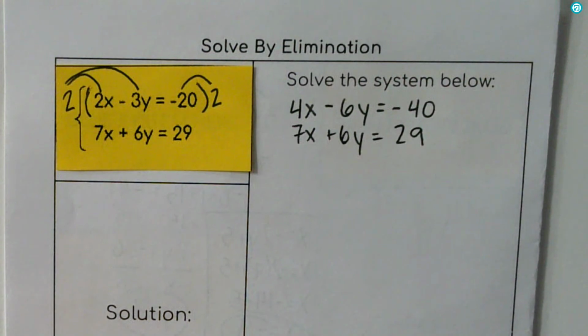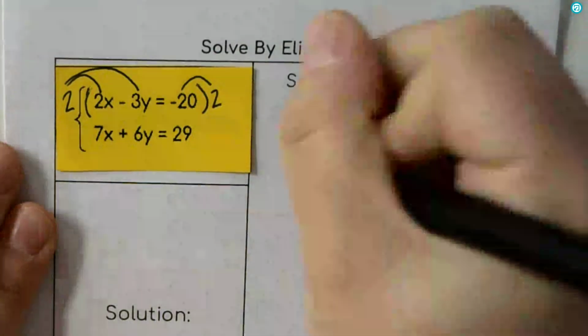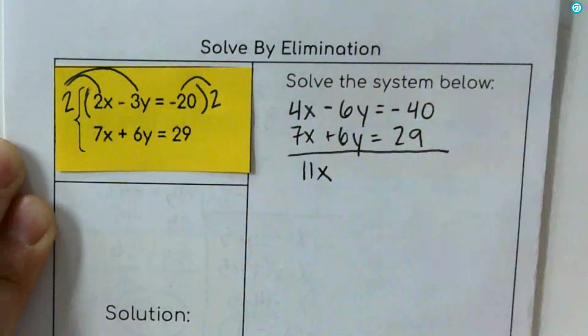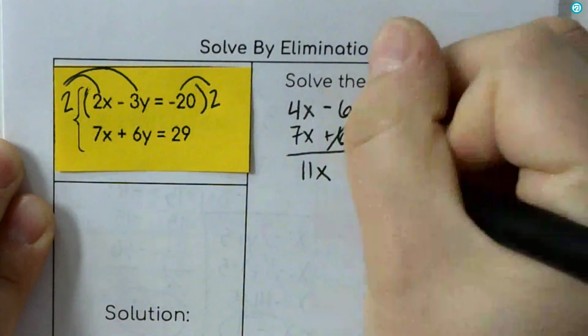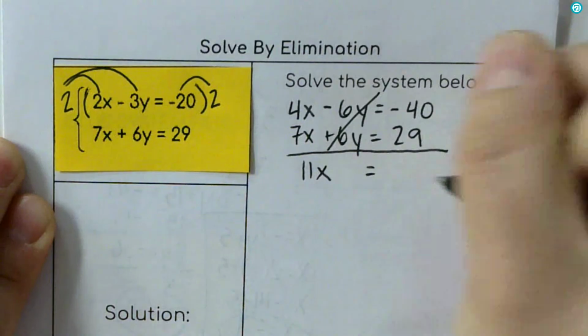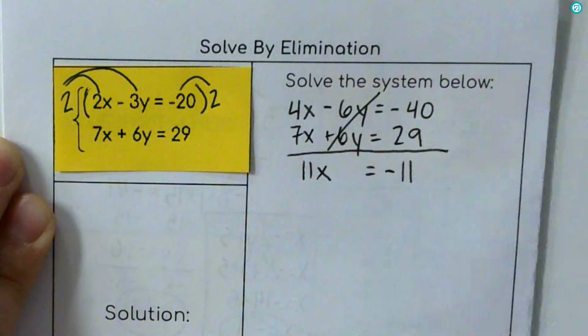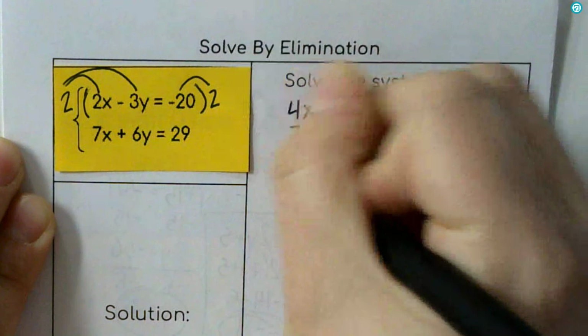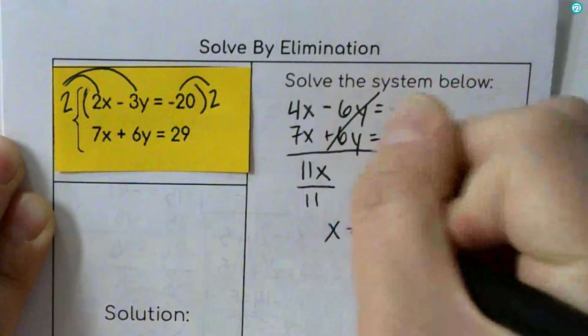Okay. We are going to add straight down, and our y's are going to eliminate. So 4x and 7x is 11x. Our y's completely eliminate. And negative 40 plus 29 is negative 11. Okay, from there, we are able to solve. So we can just divide both sides by 11. We get x equals negative 1.